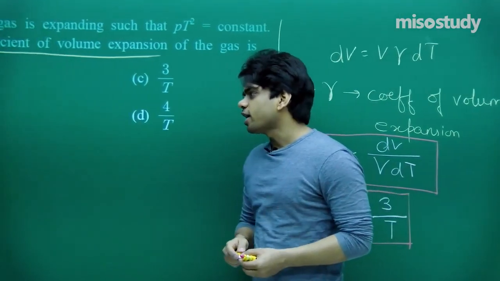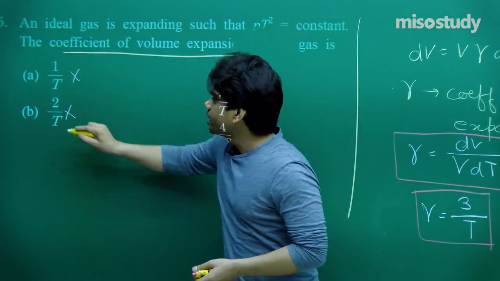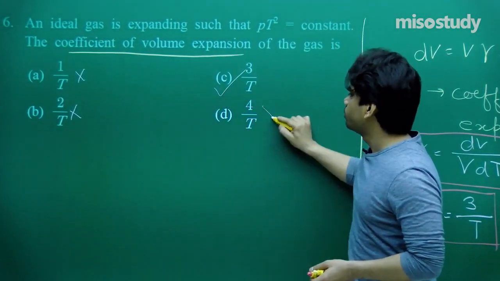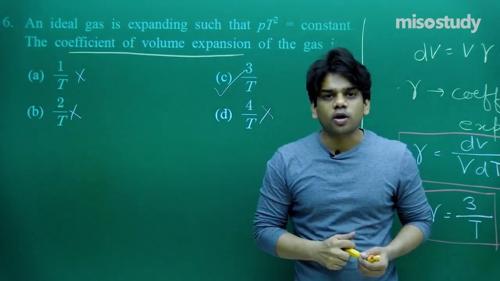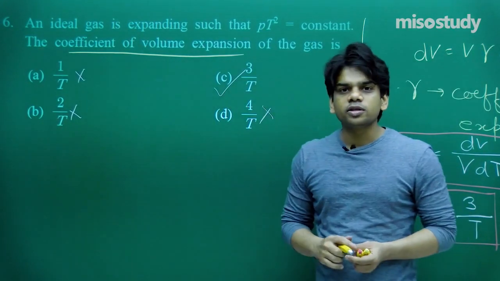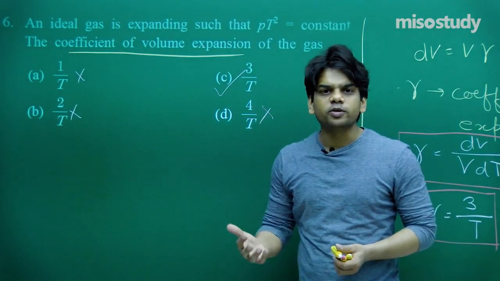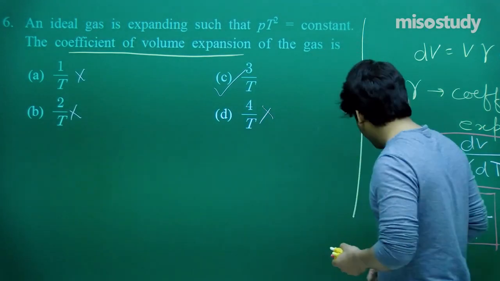A, 1 by T, incorrect. B, 2 by T, incorrect. C, 3 by T, that's the correct answer. D, 4 by T, again incorrect. So the correct answer for this question is 3 by T. That is, the coefficient of volume expansion is 3 by T. It's a temperature dependent term.